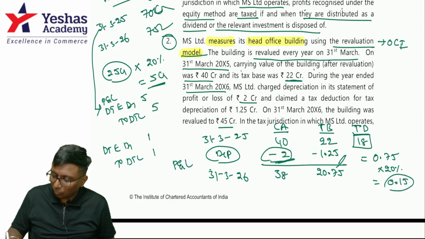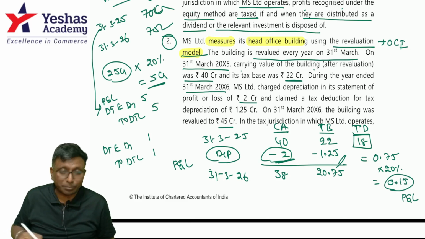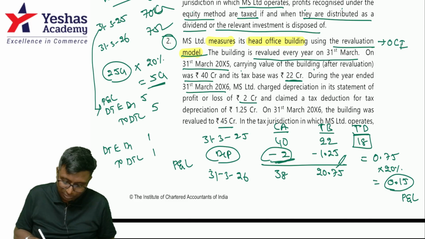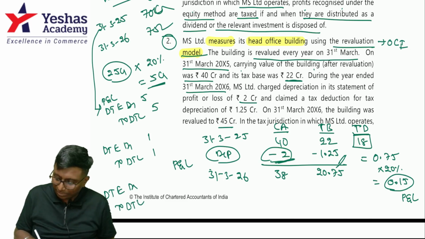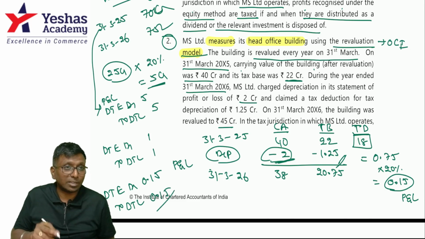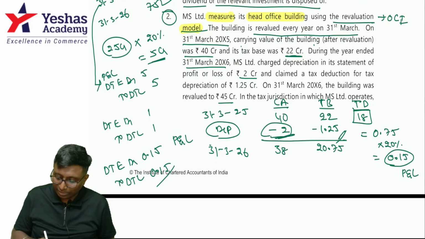This 0.15, what am I supposed to hit? I should hit the profit and loss. I should hit the profit and loss means what? Deferred tax expense account debit. Correct? To deferred tax liability. That is equal to 0.15. 0.15 will hit the deferred tax liability. Come to the next point.